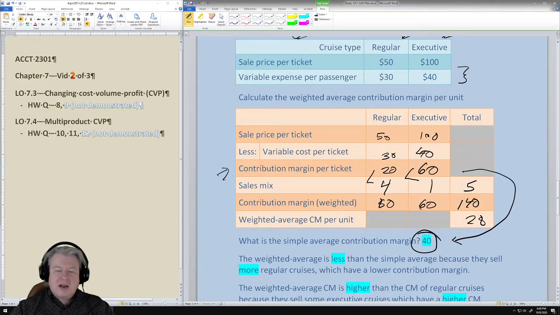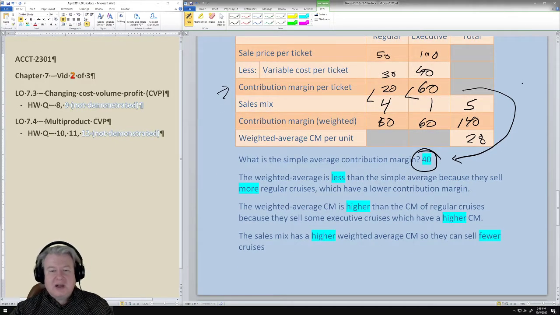But remember, we sell a lot more of the regular than the executive. In other words, it's not going to be right in the middle of these two. It's going to be closer. Our average meal is going to be closer to the regular than the executive, because we're selling more 20s than we are 60s.